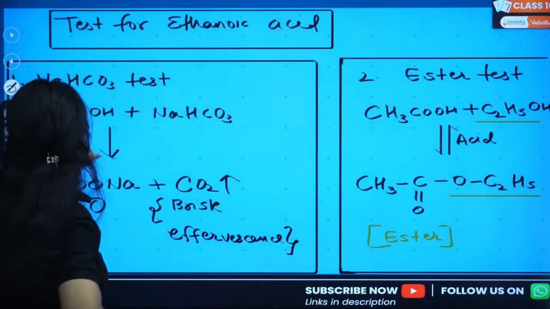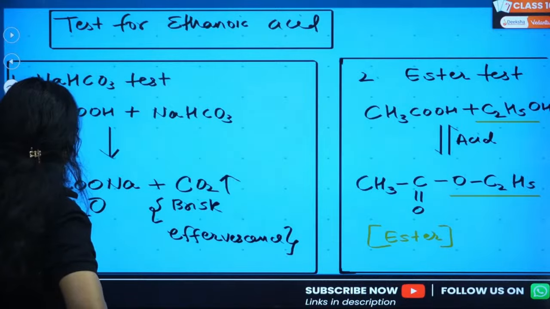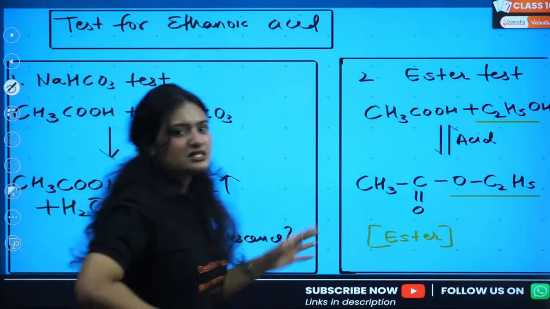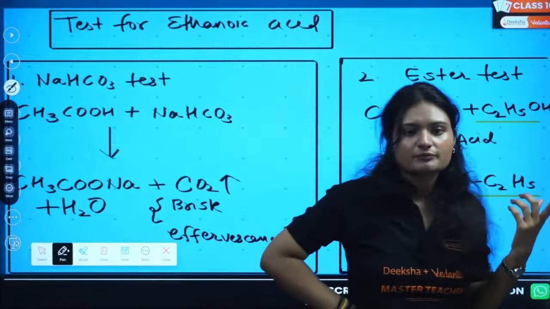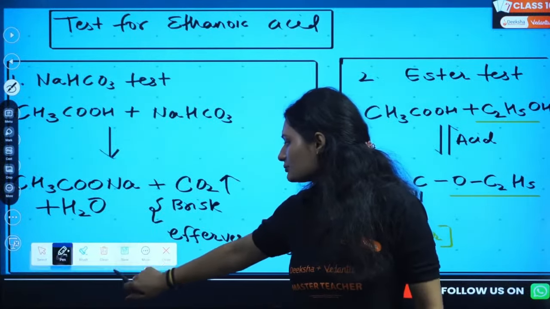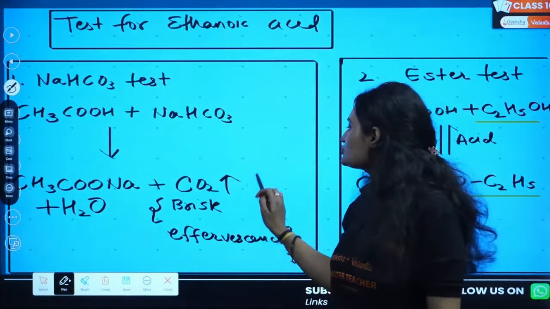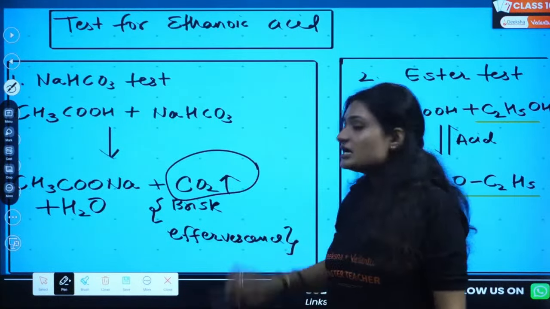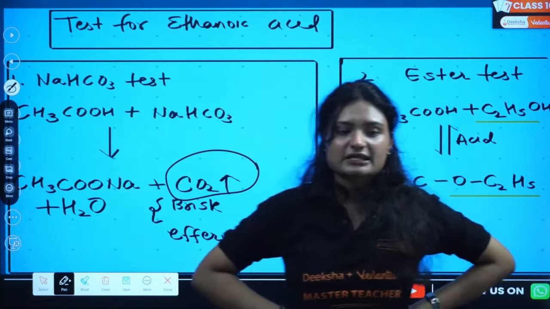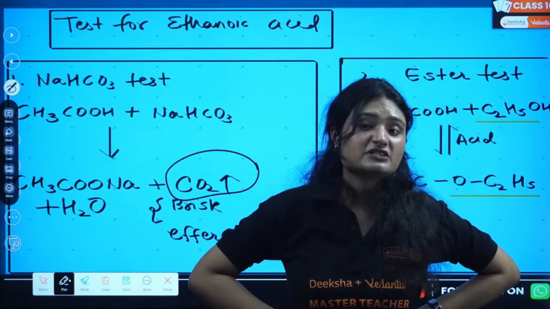Now, how do you test ethanoic acid? How do you test ethanoic acid, my dear kids? The two tests are there: the sodium hydrogen carbonate test, or sodium bicarbonate test. When you treat ethanoic acid with sodium hydrogen carbonate, there is evolution of carbon dioxide gas with brisk effervescence.